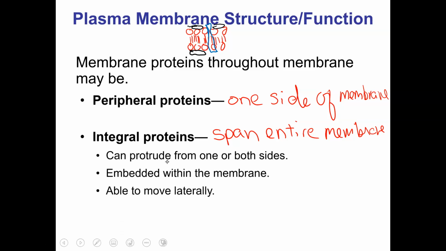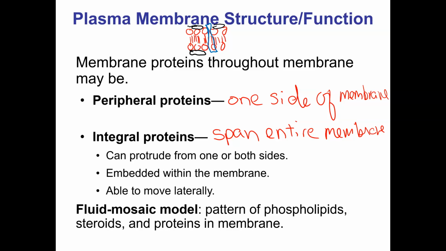So peripheral proteins may be proteins that have enzymatic activities, so they might catalyze different reactions, or they might help in identifying structures, whereas integral proteins, I already mentioned, they protrude the entire membrane, so they can be seen on both sides, and they're embedded, and they can move within the membrane from one area to another, but they can't be removed very easily, whereas the peripherals can be removed easily.